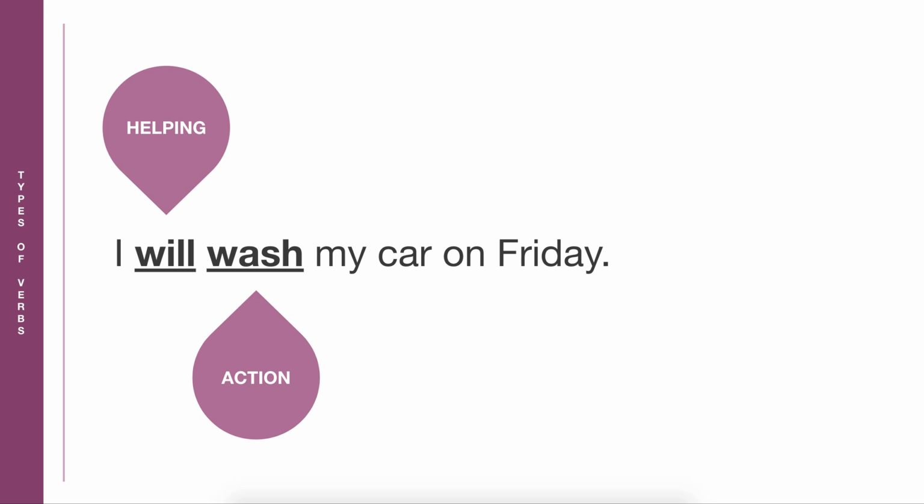Without will, we would not know that this sentence is taking place in the future. Will, therefore, changes the tense of our verb, the tense of the sentence, so that we know that this sentence will happen eventually. It hasn't happened in the past. It's not happening right now, but it will happen. And that shows a change in tense. So again, our helping verbs are small words right before our action verb that change the verb's tense.